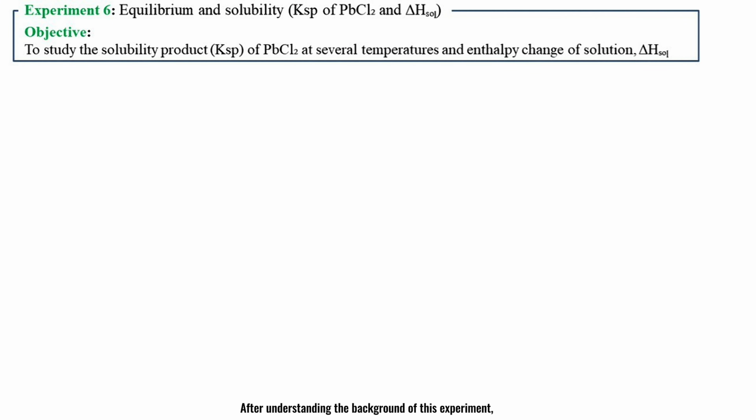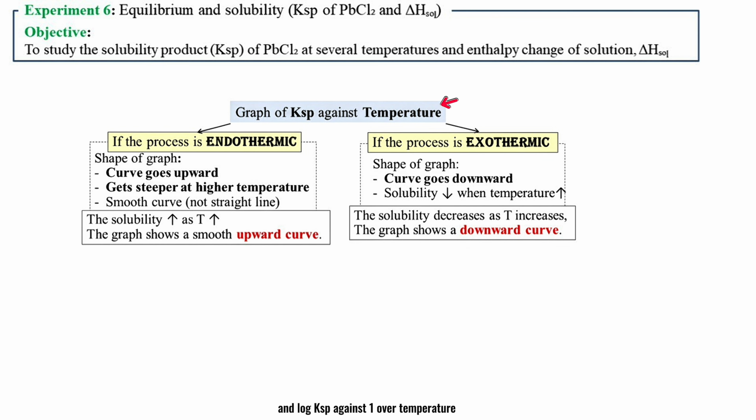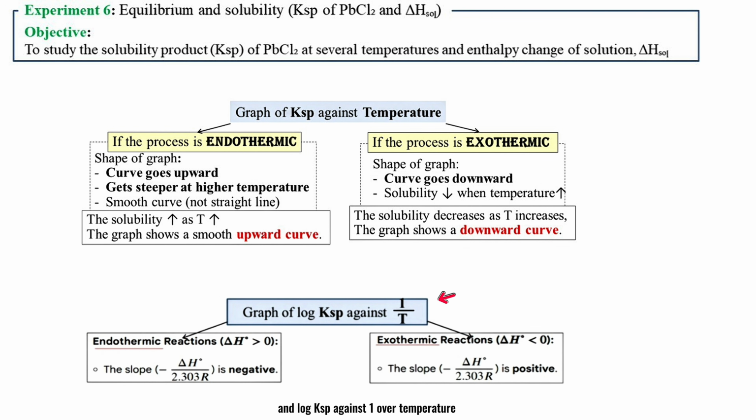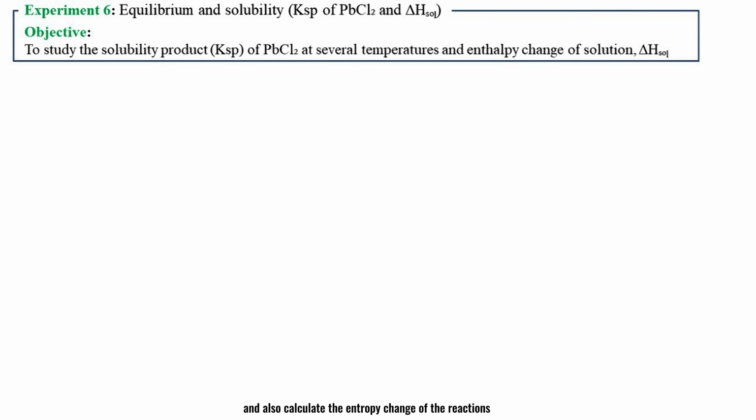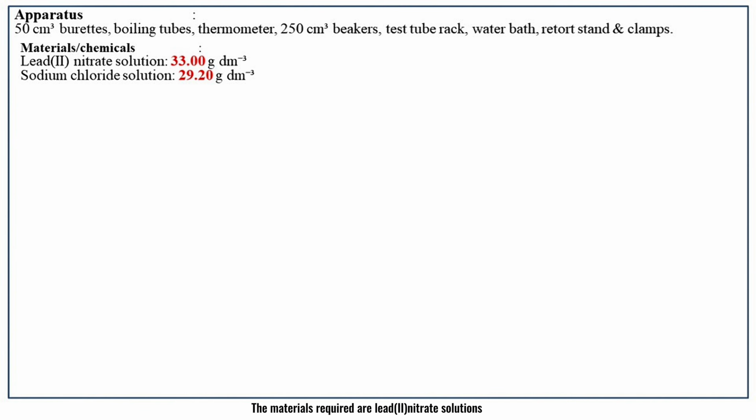After understanding the background of this experiment, we will now move on to the experimental section. So, how do we actually study this in the lab? The data obtained will be used to plot a graph of Ksp against temperature and log Ksp against 1 over temperature. From these graphs, we can determine the relationship between temperature and solubility and also calculate the enthalpy change of the reaction. The apparatus used in this experiment include burette, boiling tube, thermometer, beakers, test tube rack, water bath, retort stand, and clamp. The materials required are lead-2 nitrate solution and sodium chloride solution.